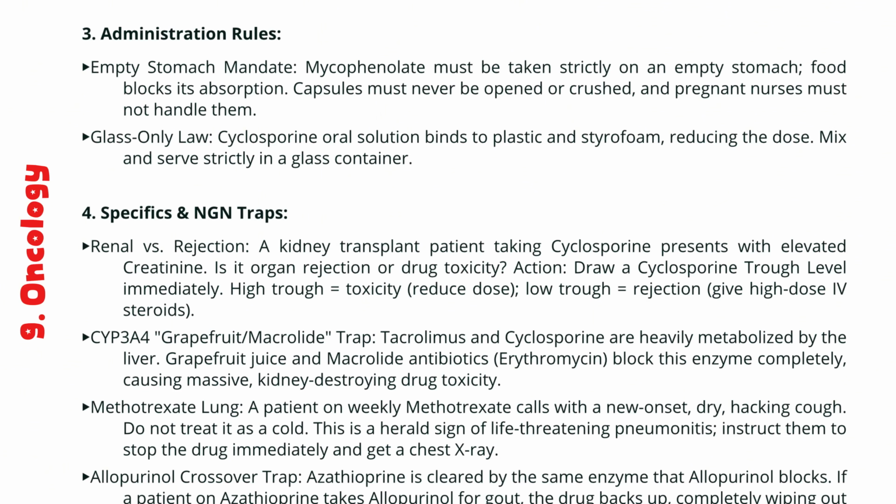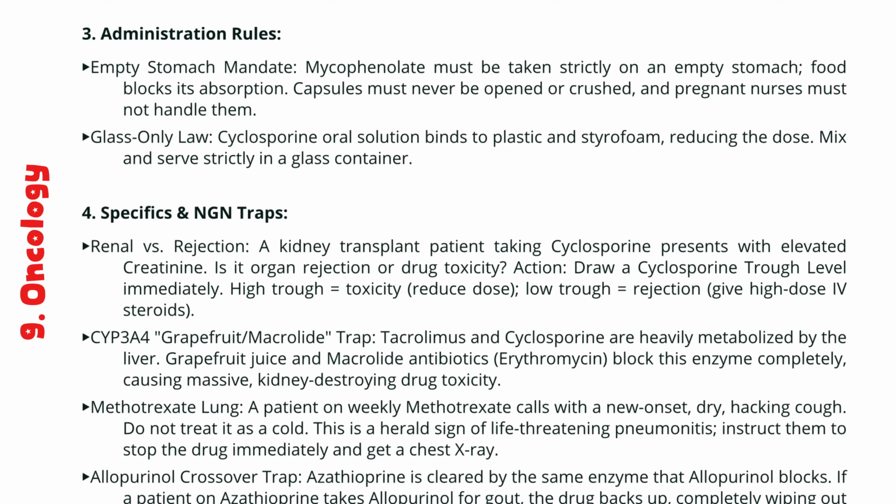Watch the CYP3A4 interaction. Grapefruit juice and macrolide antibiotics like erythromycin block the enzyme that clears tacrolimus and cyclosporine, causing massive kidney-destroying toxicity. And there's a specific crossover trap with gout.